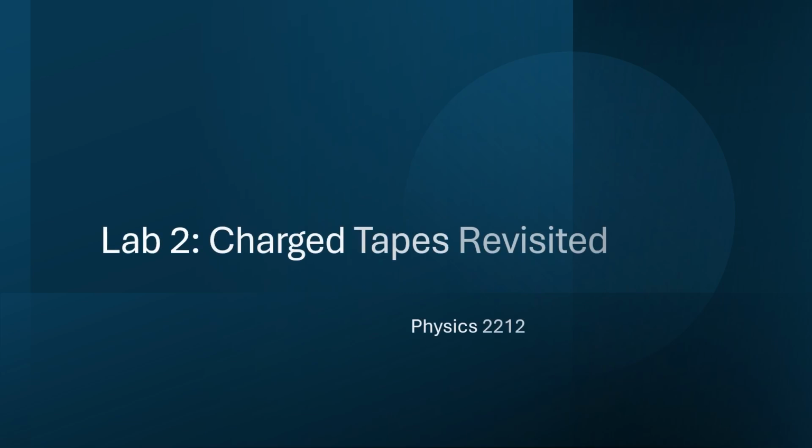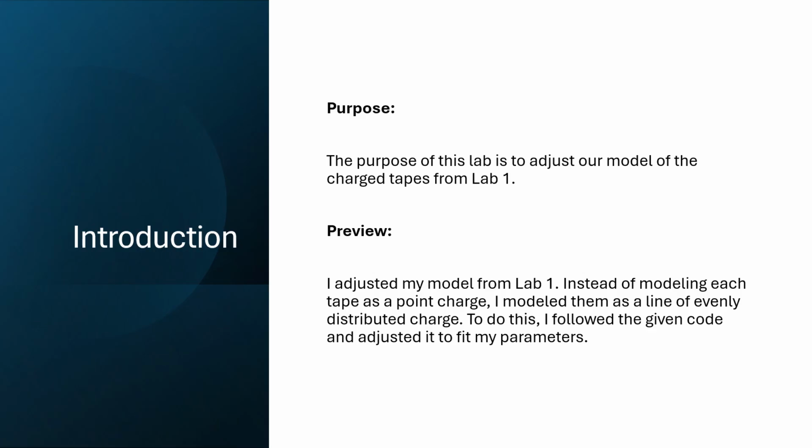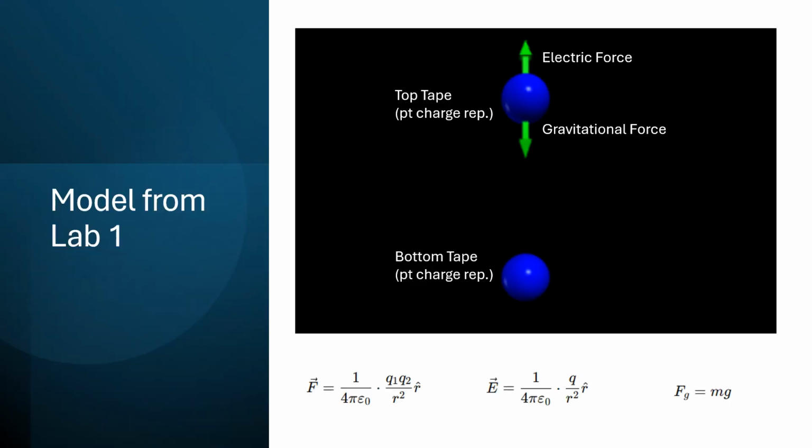This is Lab 2, Charge Tapes Revisited. The purpose of this lab is to adjust our model of the charge tapes from Lab 1. The preview is that I adjusted my model from Lab 1. Instead of modeling each tape as a point charge, I modeled them as a line of evenly distributed charge.